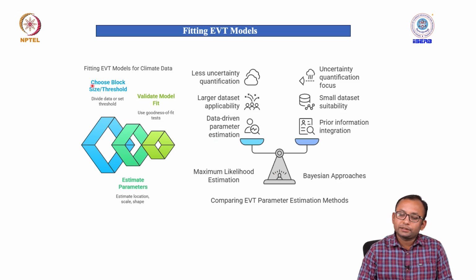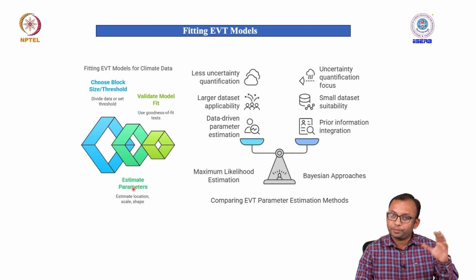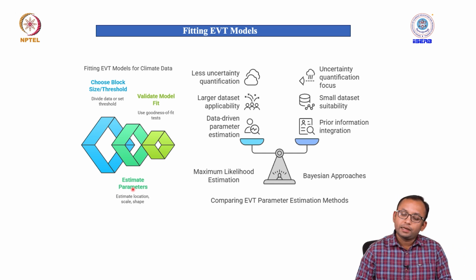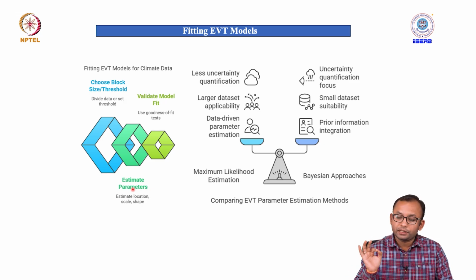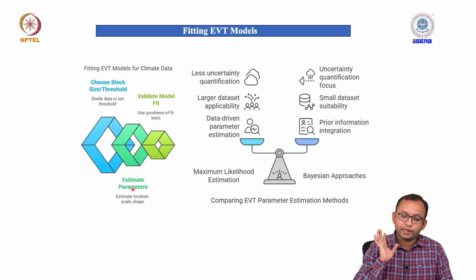So, the first thing is to choose the block size or threshold, then we have to estimate the parameters. As we have already discussed in the previous slides, parameter estimation is a very important step that basically gives an idea about what specific type of distribution we are using for the data set.